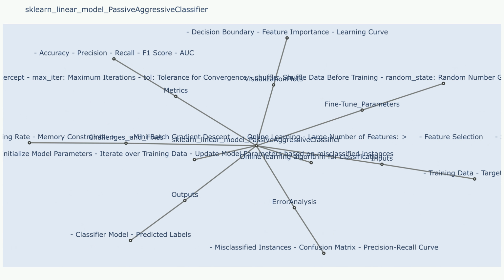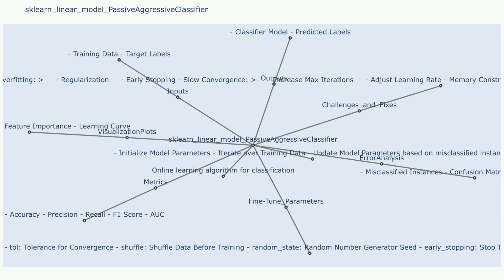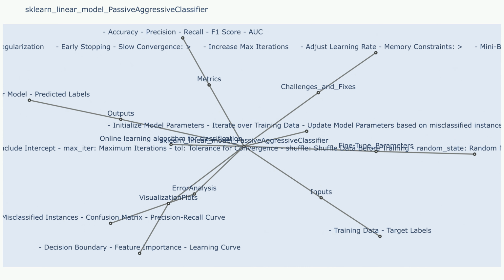Fixes. Data preprocessing: remove or transform outliers using techniques like robust scaling or outlier removal algorithms. Robust loss functions: use loss functions that are less sensitive to outliers, such as Huber loss. Ensemble methods: combining multiple models can reduce the impact of outliers by averaging their predictions.